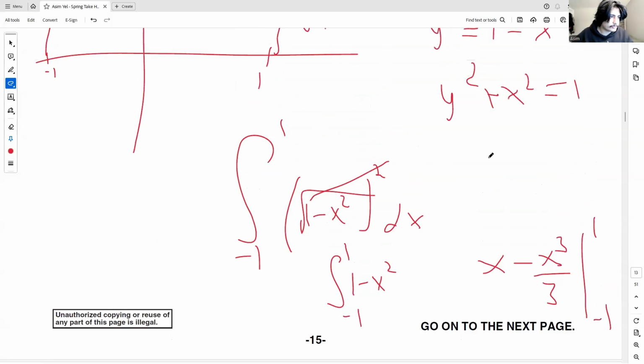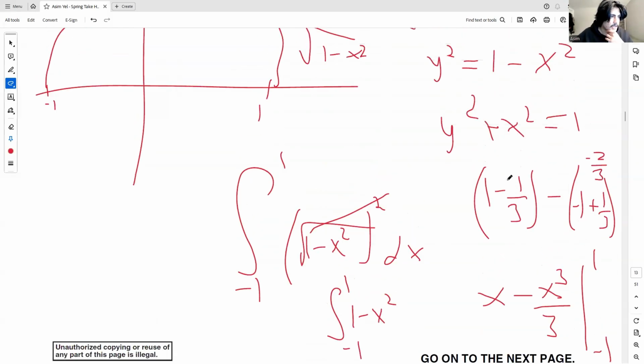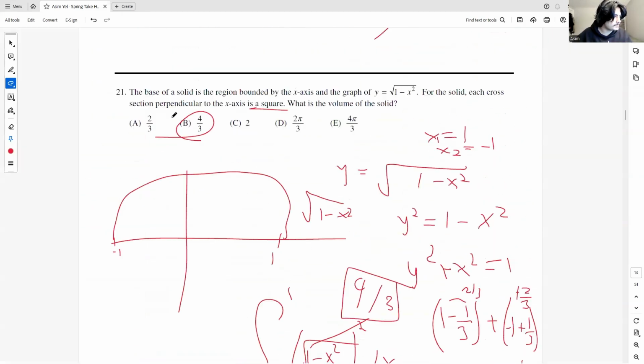And now just plug those values in. 1 minus 1 over 3 in parentheses, minus, now plug in negative 1. So I got positive 1 over 3, and this will give me negative 2 over 3. And over here, I got 2 over 3 as well, and this ends up being positive since this is a negative as well. And I got 4 over 3 as my answer, choice B.